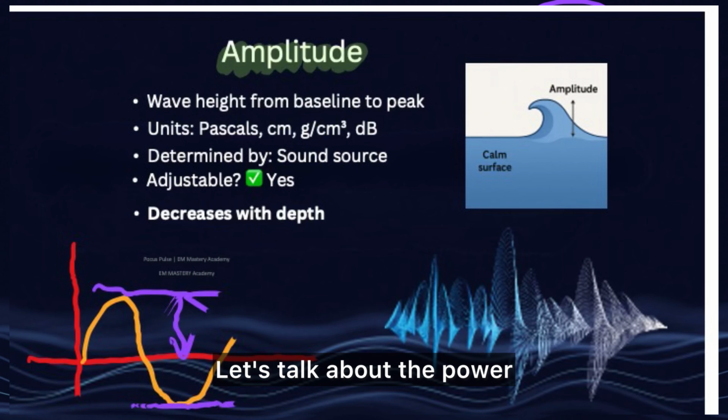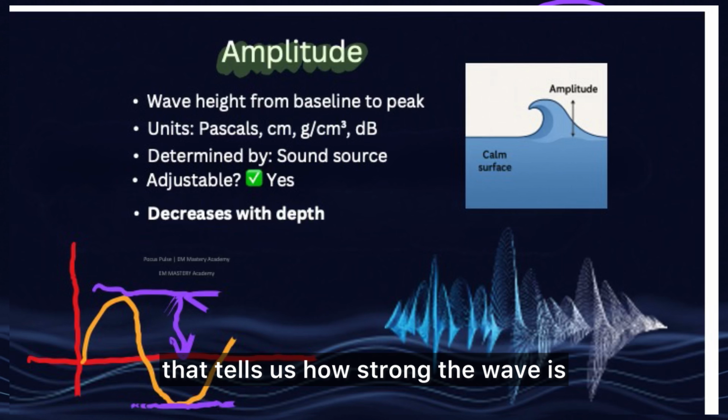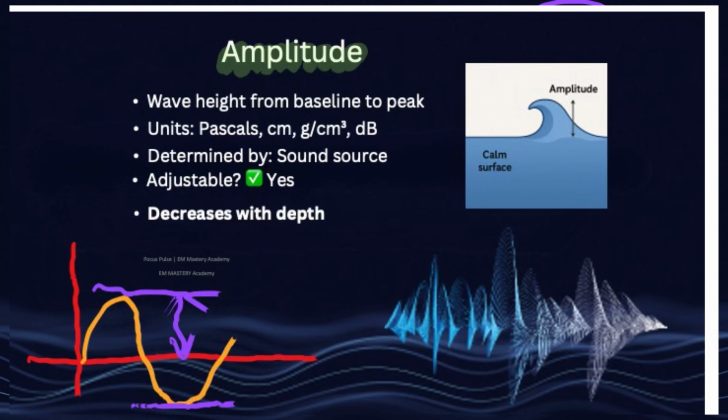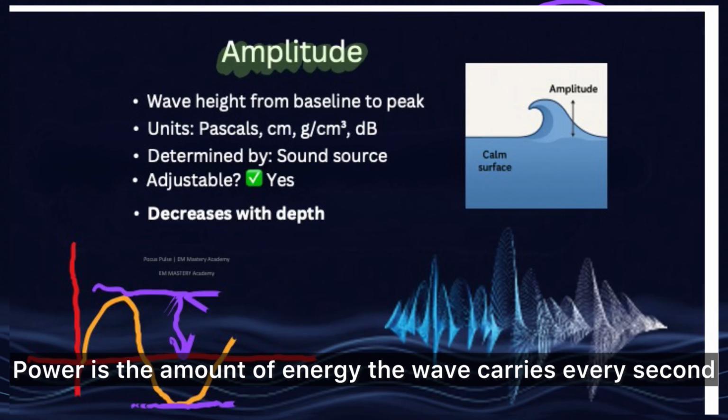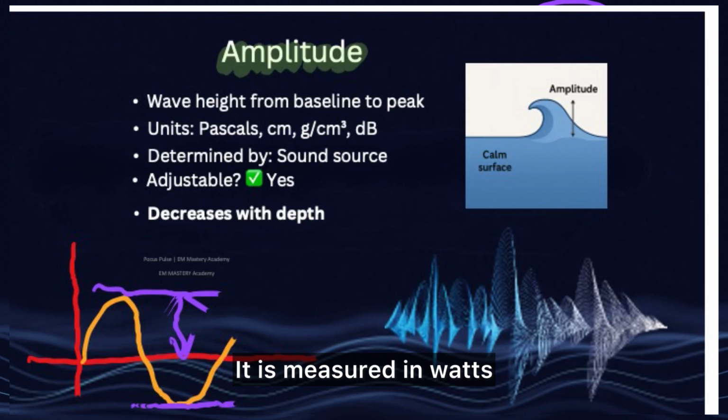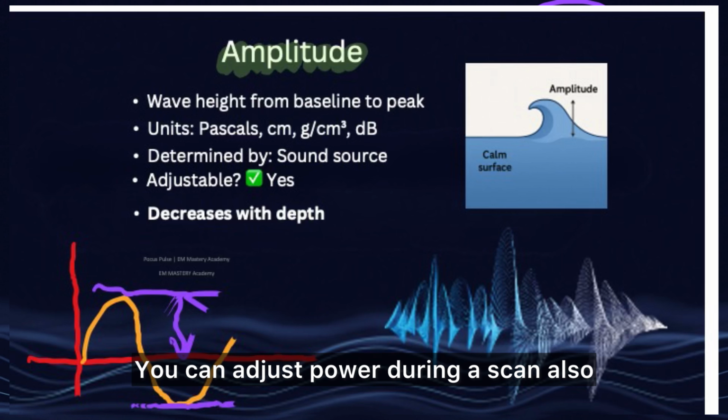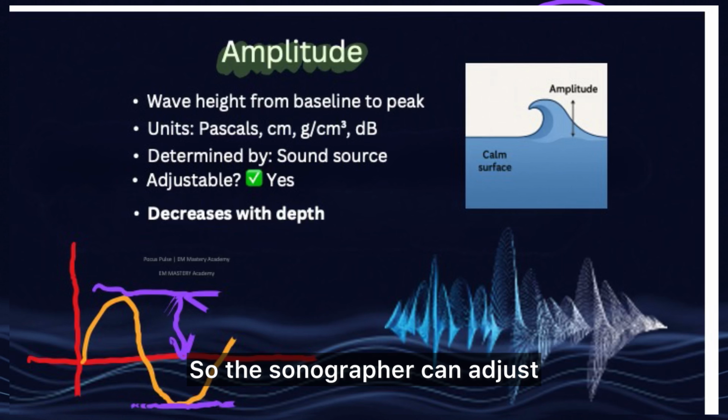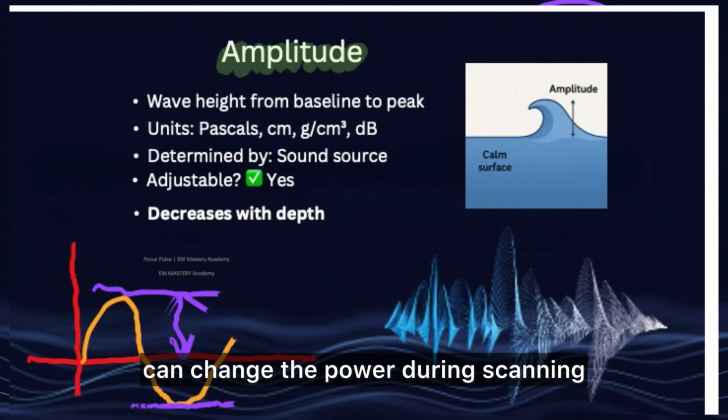Okay, let's talk about the power. Power was the second characteristic that tells us how strong the wave is. So what is the power? Power is the amount of energy the wave carries every second. It is measured in watts, like a light bulb. You can adjust power during a scan also. So the sonographer can change the power during scanning.